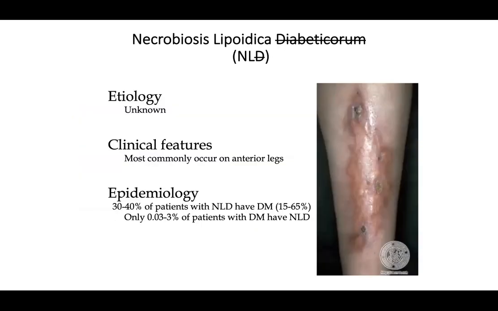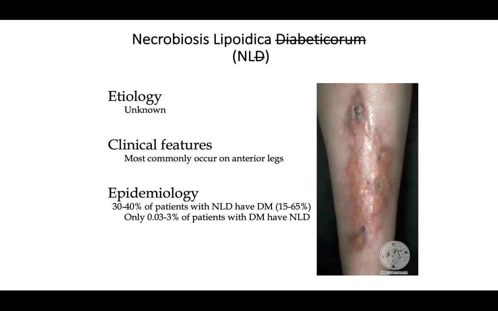Necrobiosis lipoidica, another favorite diagnosis of mine. The etiology is unknown. The clinical features, as shown in this beautiful picture here, illustrating this kind of yellowy plaque with erythematous borders. Some areas of ulceration are starting to occur. Epidemiology, 30 to 40% of these patients with necrobiosis lipoidica have diabetes, and that's why traditionally it was called necrobiosis lipoidica diabeticorum, and it still is known as that.